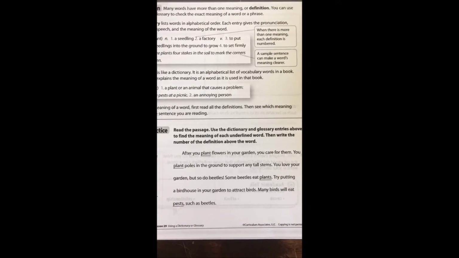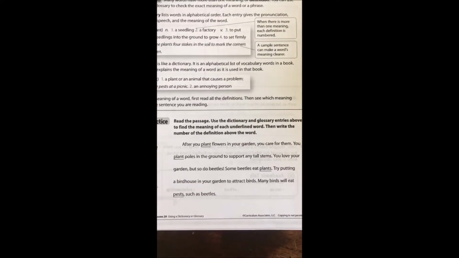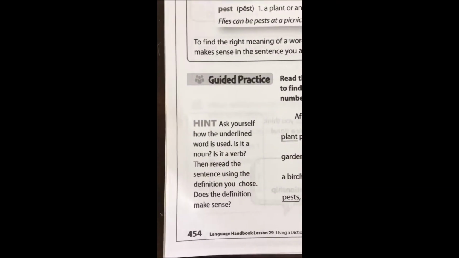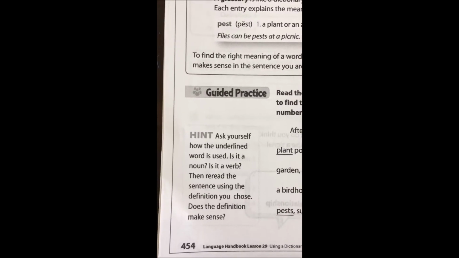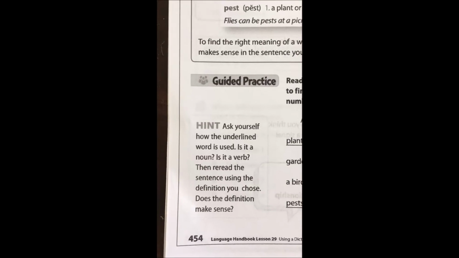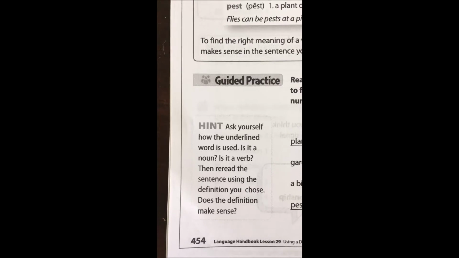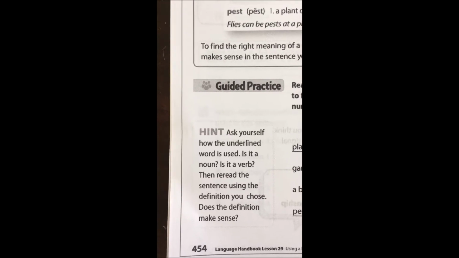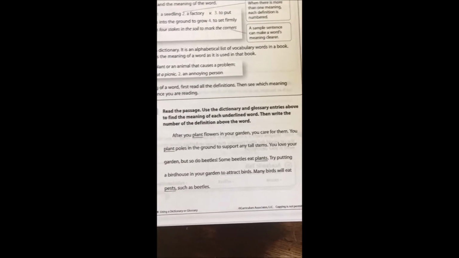Then you're going to write the number of the definition above the word. So, for example, if it is definition 1, you'll put a 1, definition 2, you'll put a 2, etc. Okay? And they give us a hint. We're going to think about this while we're going. Ask yourself how the underlined word is used. Is it a noun, meaning is it a person, place, or thing? Is it a verb, meaning it's an action word? After that, we're going to reread the sentence using the definition we chose and ask, does that make sense? So let's go ahead, we're going to read the whole paragraph first, and then we'll look sentence by sentence.